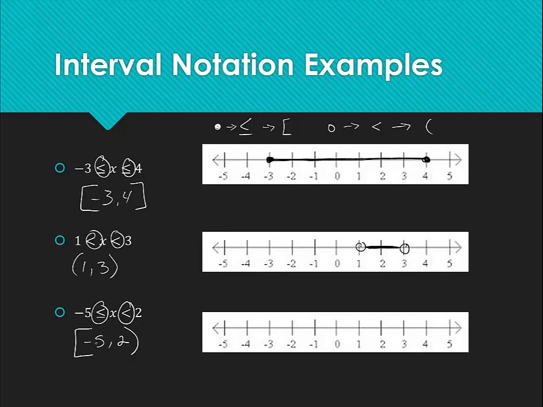For the last one, we start at -5. It's a bracket, so use the closed circle. And then 2 is a parentheses, so an open circle. And connect the dots.